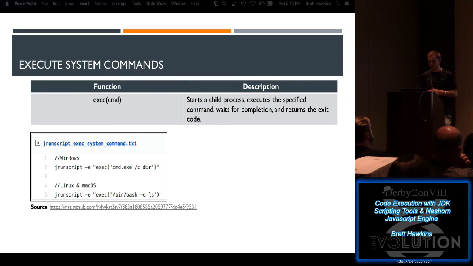So the next one, execute system commands. So with the exec function, it's very straightforward. You just pass it the command you want to run. So this first one's for Windows, obviously. We're calling cmd.exe and the dir command. And then for Linux and macOS, we're doing bin bash with ls. So it's a very straightforward one.